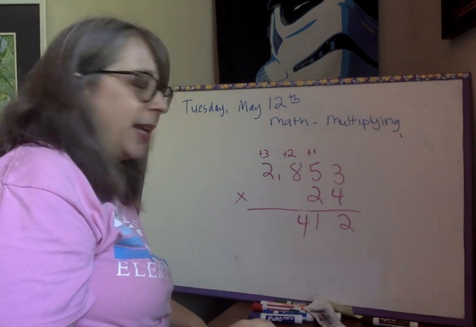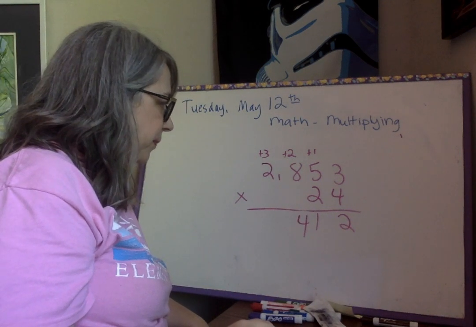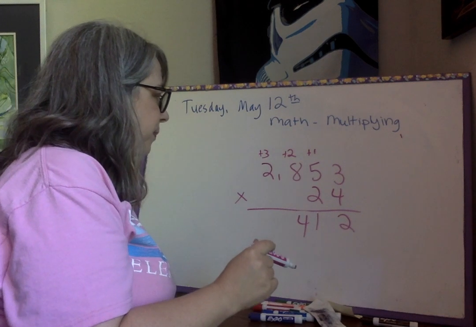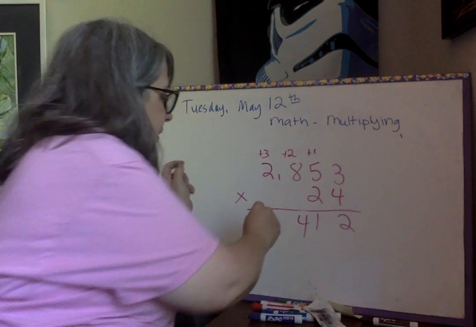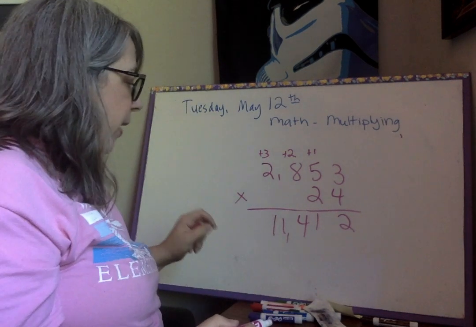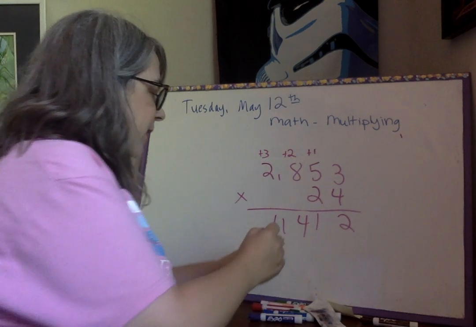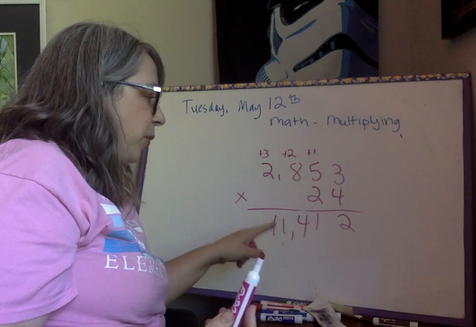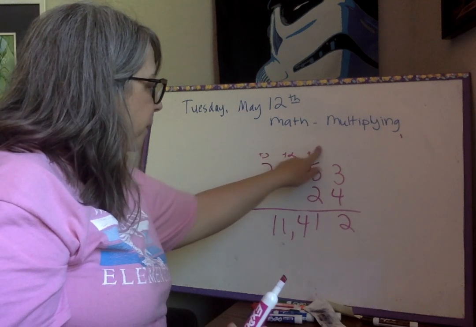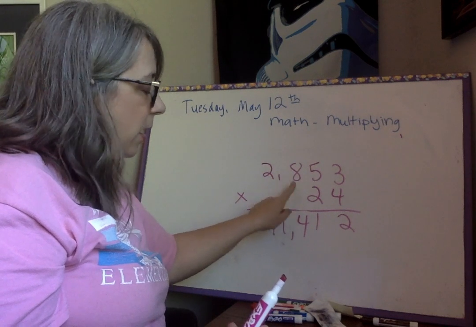Did I get that right? Did I write that down the first time? I have no idea. All right, and 4 times 2 is 8, 9, 10, 11. All right, so we have 11,412. Okay, so let's multiply our tens place.